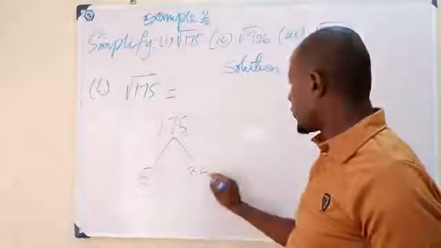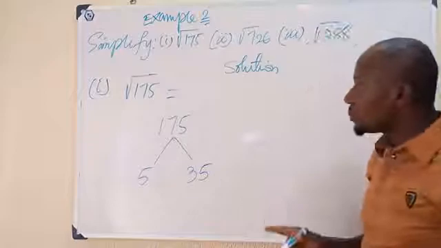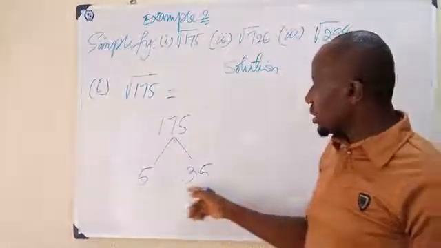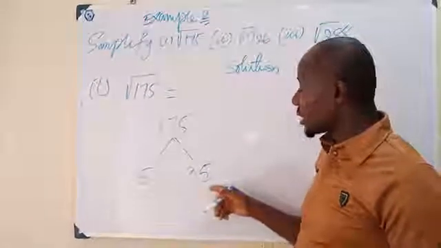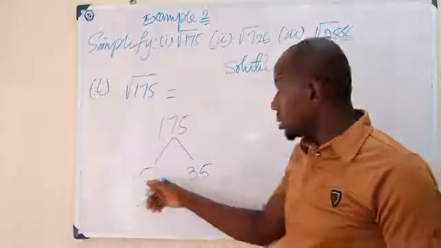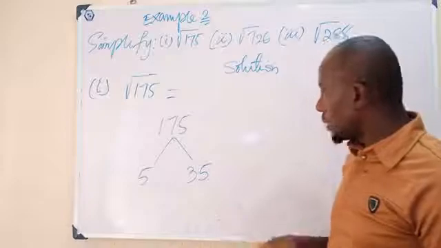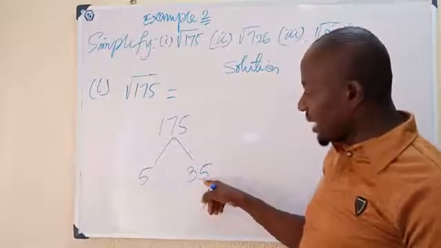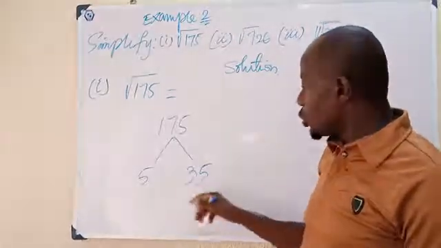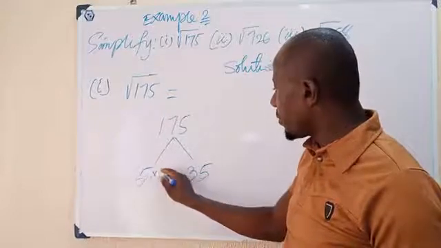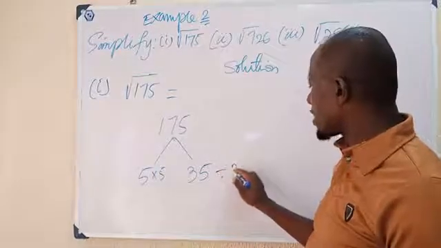Now, we cannot solve with this because 35 is not a perfect square. So you need to break it down again. If you look at this number here, the last digit is also divisible by 5. So you are going to multiply this one by 5 and divide this one by 5. Let's see how it will look.